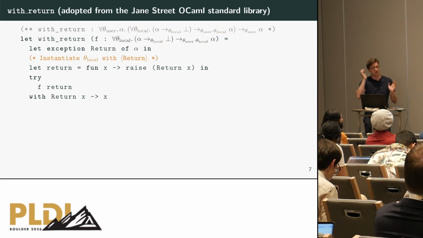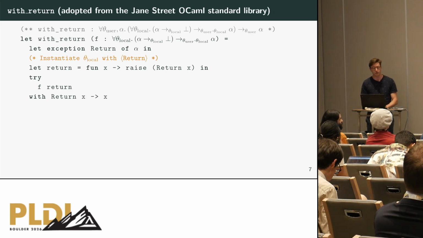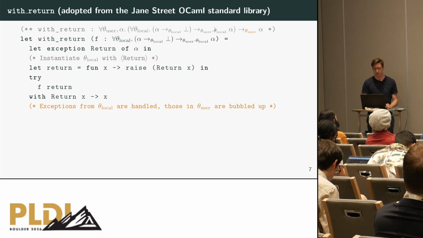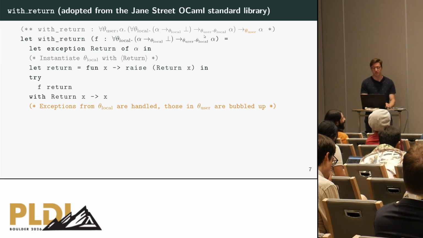If we then want to type check this function now with this more generalized function signature, we can see that after allocating this local exception, we can instantiate theta local with the singleton row. And then after the try with block, we can see that only the exceptions from theta local are handled. So we know that f return may throw either exceptions in theta user or in theta local. All those in theta local are now handled, and those in theta user are bubbled up as indicated by the output of this function.